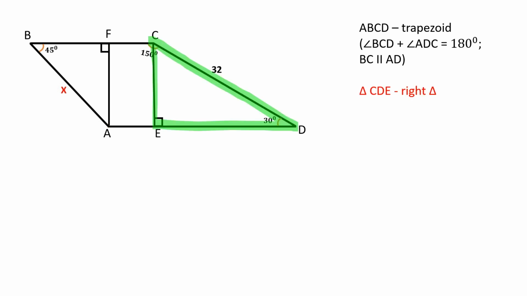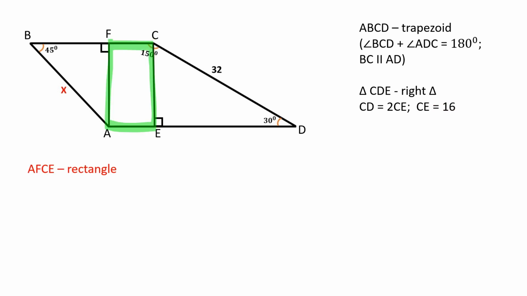BC. Triangle CDE is a right triangle. The hypotenuse is equal to twice the length of the leg across from the 30-degree angle. Therefore, CE is equal to 16. AFCE is a rectangle. Therefore, AF is equal to CE and equals 16.